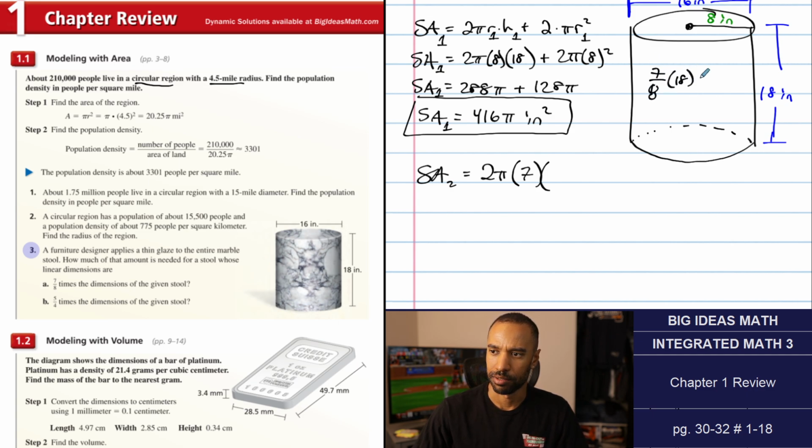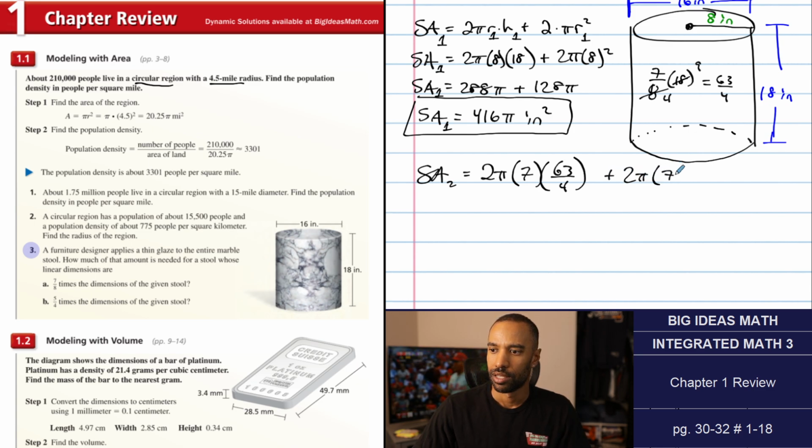7/8 of 18. 18 is 9 over 4. 7 times 9 is 63. So we get 63 over 4. I guess I'll do this in fraction terms to begin with. And then we get that out. Eventually I'll get to that other number, but we should be good for now.